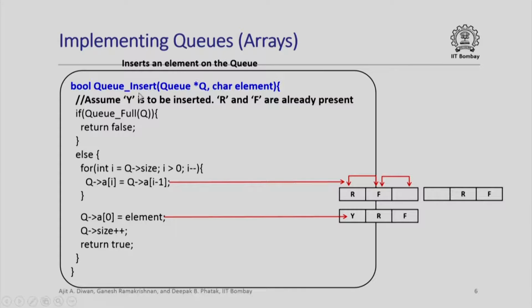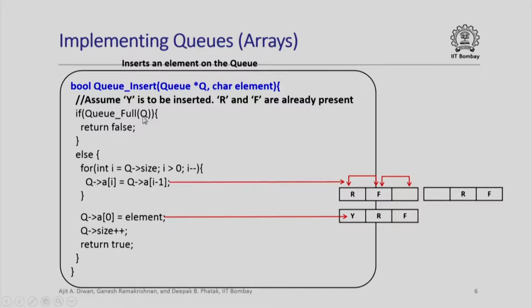The function bool queue insert, as in the past cases, will return a boolean value whether the operation was successful or not, but the element to be inserted is given as this char element. Now assume, for the purpose of this discussion, that R and F are already present in the queue, as shown here. I need to insert a new element y. Notice that y must logically be at the end of the queue, and therefore the element at the front, which is presumed to be f, shall always remain at the front. Currently, the queue contains only two elements, R and F.